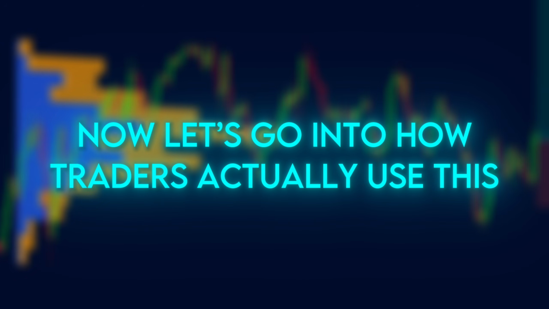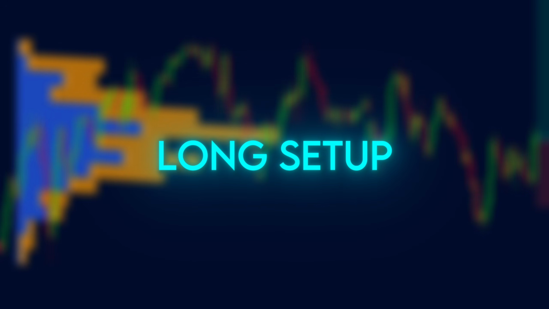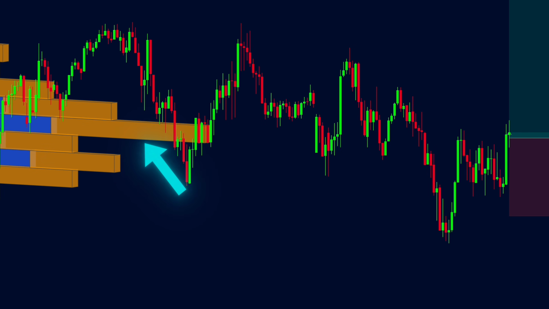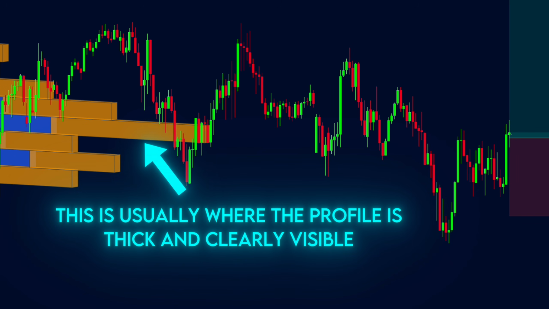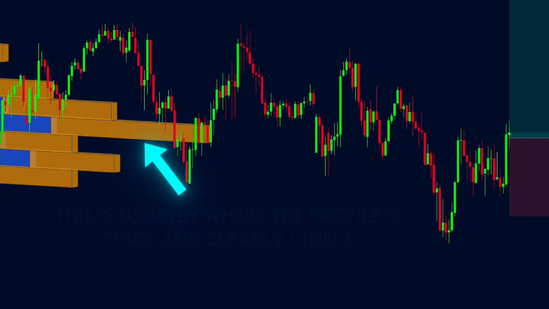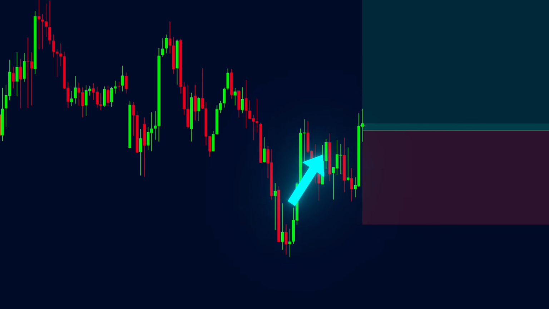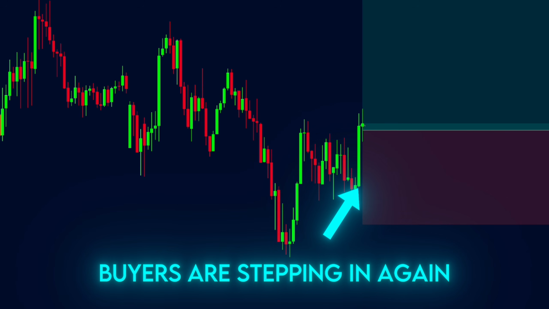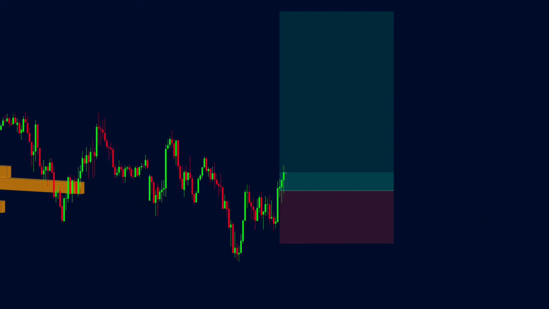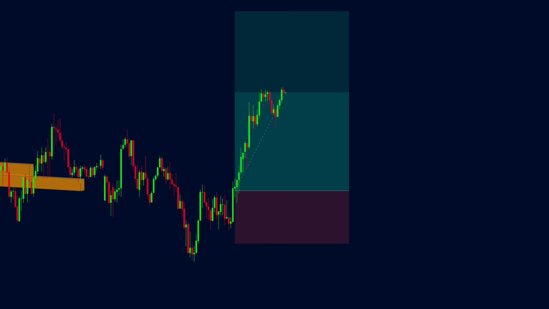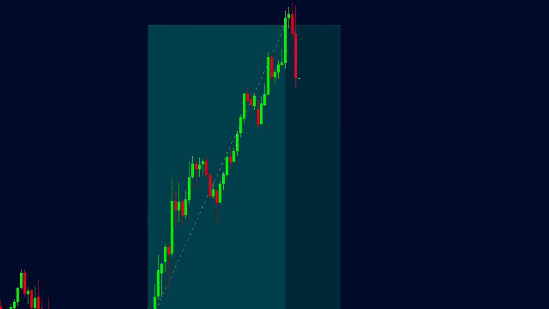Now let's go into how traders actually use this. Long setup. First, identify a strong high volume area below the current price. This is usually where the profile is thick and clearly visible. Now wait for price to retrace back into that zone. As price enters the area, watch how it behaves. If price slows down and starts forming bullish candles, that suggests buyers are stepping in again. A common entry is when price rejects the lower part of the high volume area and starts moving upward. Stops are typically placed below the zone. Targets can include previous highs or the next resistance level above.